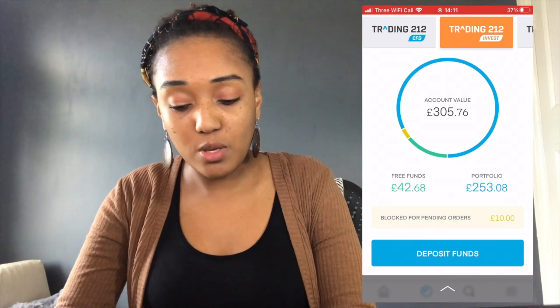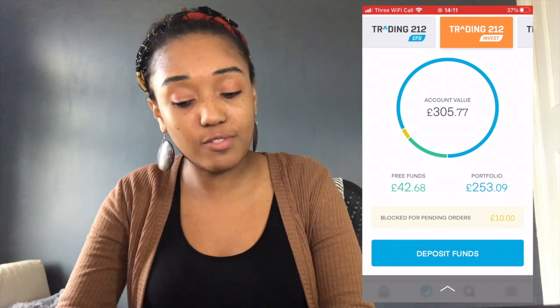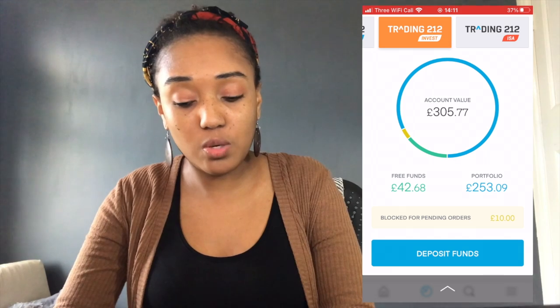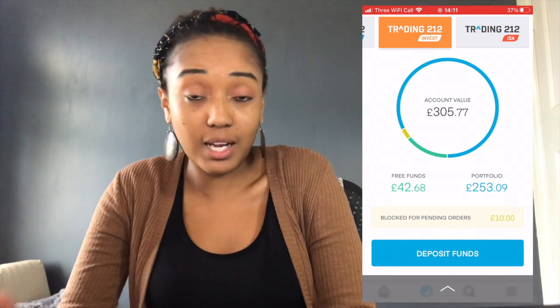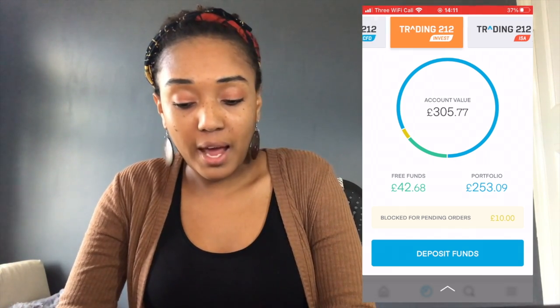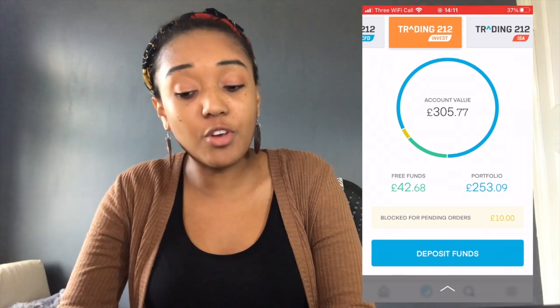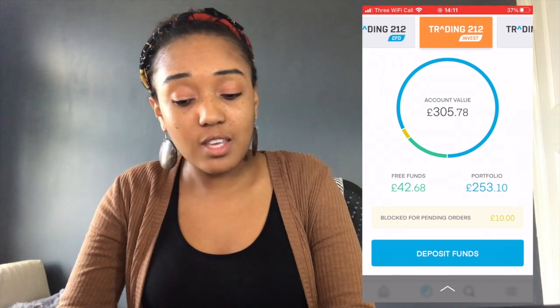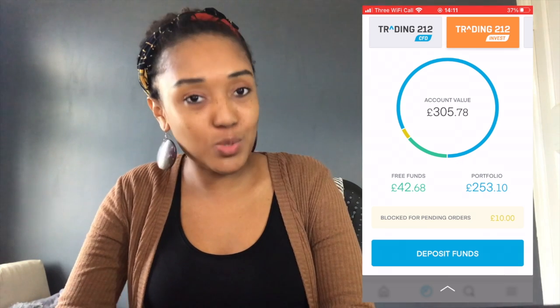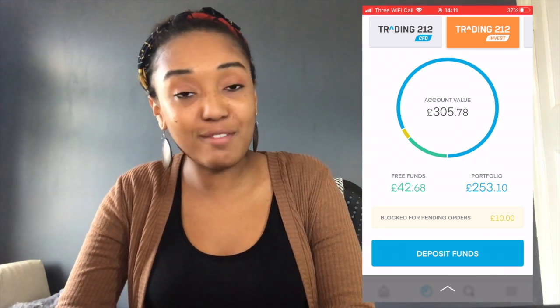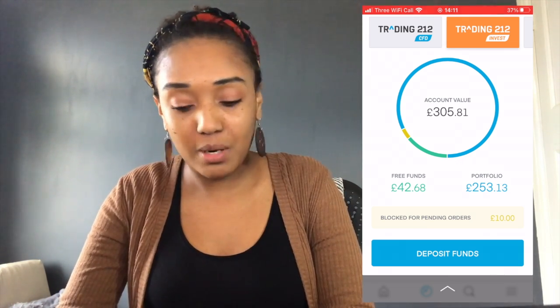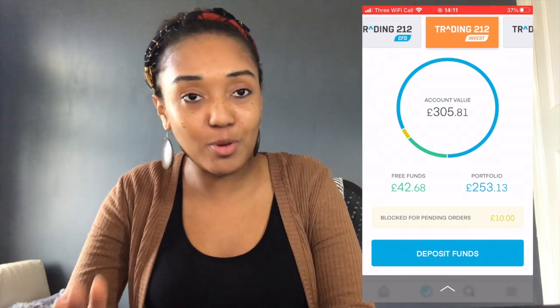Also, you probably can see at the top that I am on the Trading212 Invest account, which is highlighted in orange, but you also have the Trading212 CFD account and the Trading212 ISA account. I have all three accounts opened. I have no money in the CFD and I have no money in the ISA account. The CFD is a risky account. I also talk about what CFDs are in my investment video, so I'm not putting any money into that account, but I just have it open just in case.